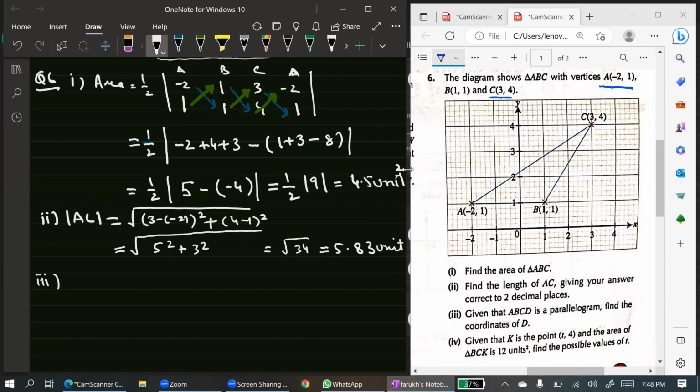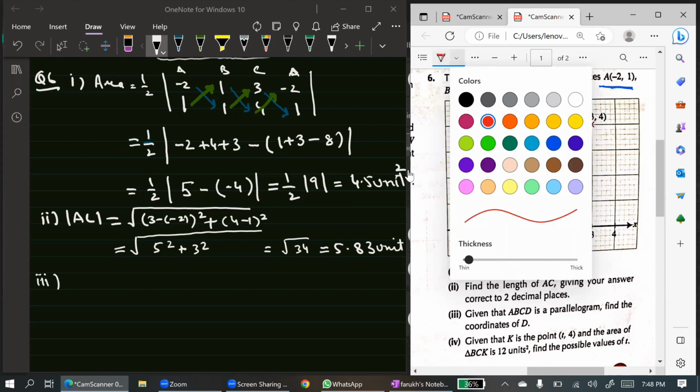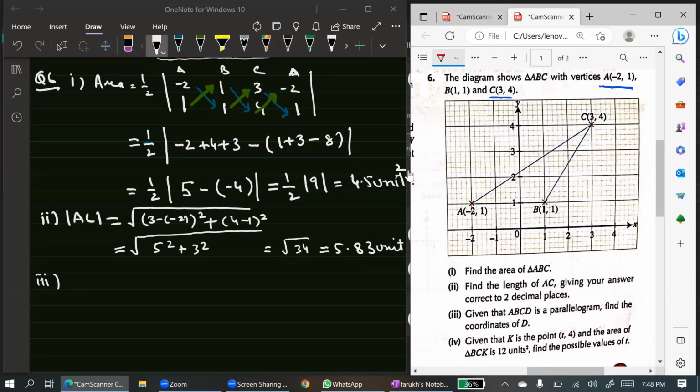ABCD is a parallelogram. Find the coordinates of D. You know that in a parallelogram, opposite sides are parallel. Now, AB and CD should be parallel and equal.